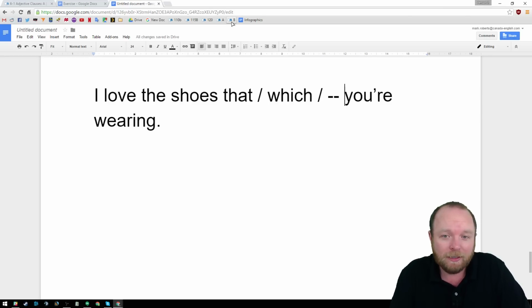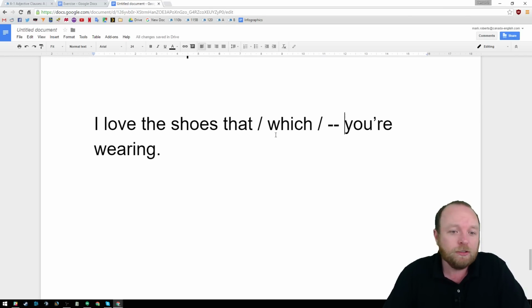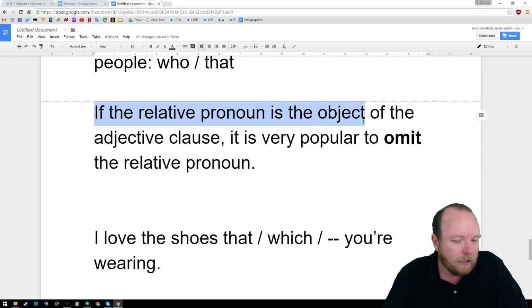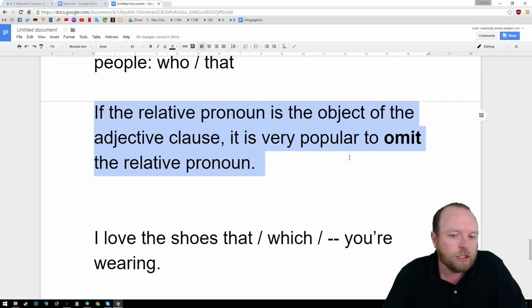Could you repeat it once again? You mean just my speaking? I love the shoes you're wearing. I love the shoes that you're wearing. I love the shoes which you're wearing. I love the shoes you're wearing. So let's go back to the rule. If the relative pronoun is the object, it's very popular to omit the relative pronoun.